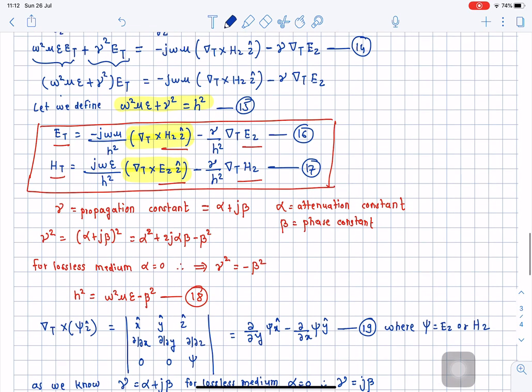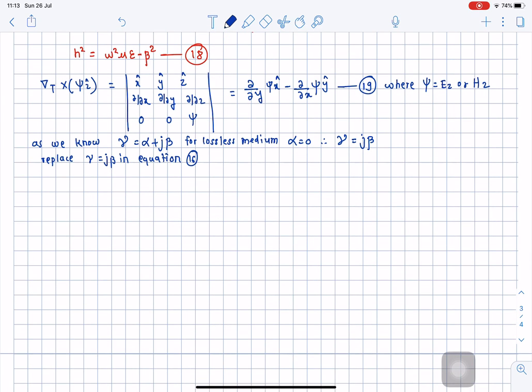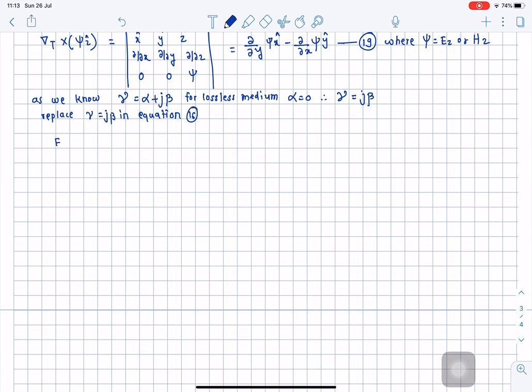So in equation 16, we replace this gamma term with j beta. What will the expression become then? The expression is given by E of t is equal to minus j omega mu upon h square, into the bracket del of t cross Hz z cap as it is, and with gamma replaced with j beta, minus j beta by h square into del of t Ez. Let us call this equation number 20.